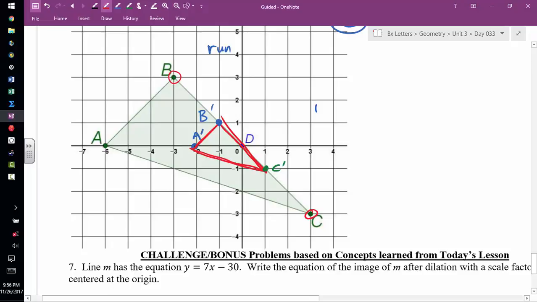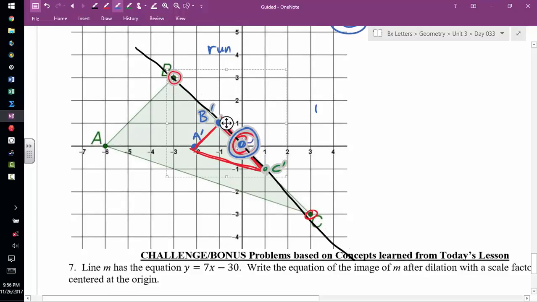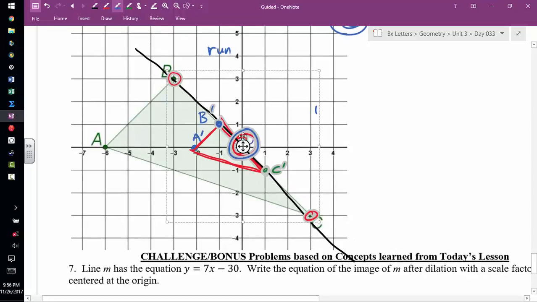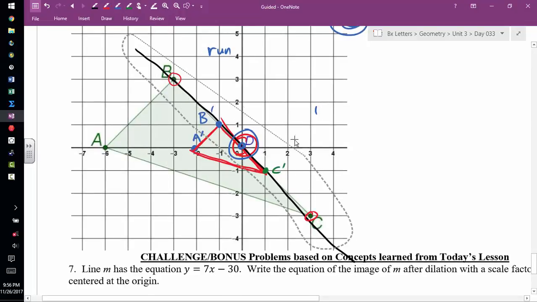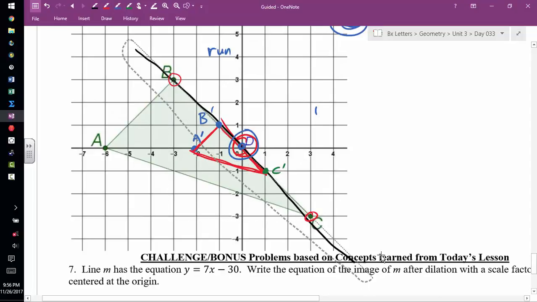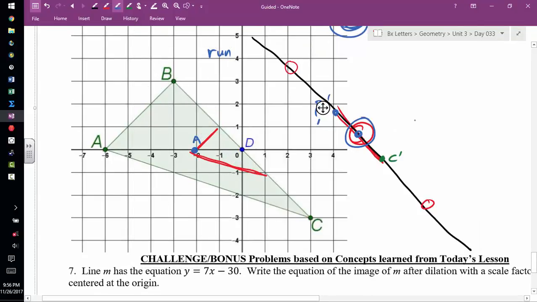And you might notice that when you dilate this line BC, take a look at BC, and take a look at where the point of dilation is. See how that point of dilation is on the line? It kind of just stretched it out on the ends. The line didn't change its y-intercept. It stayed exactly where it is.